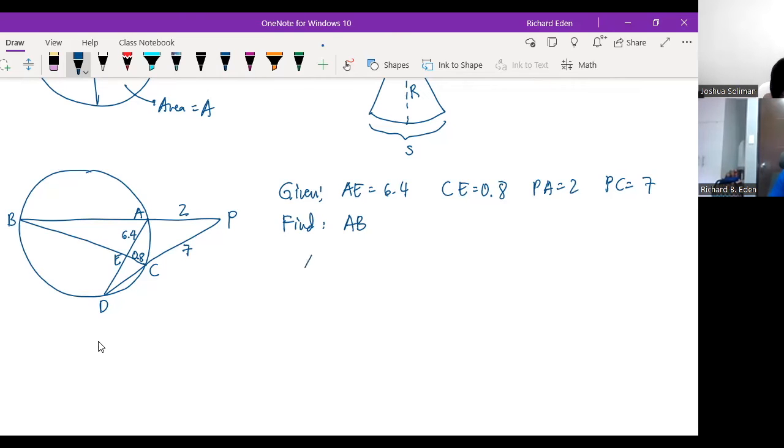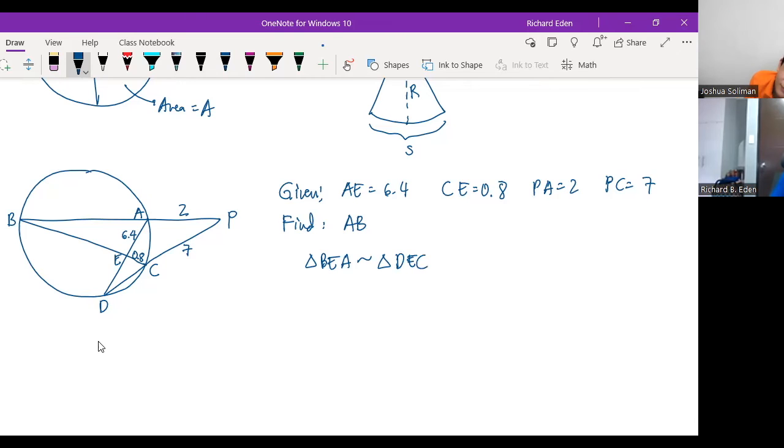So triangle BEA is similar to triangle what? What's the correct ordering of the vertices? Is it CED, or DEC? So we see the correspondence.